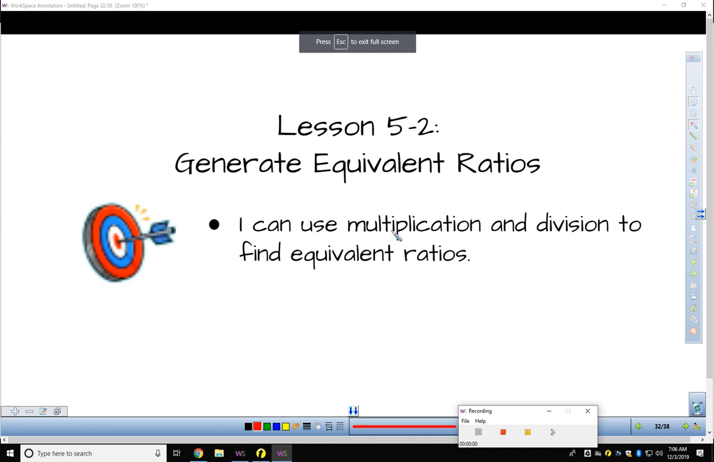Today we're going to be generating equivalent ratios, which is an extension of yesterday. Now that we understand what ratios do, a little bit more about how they function, we can use some of our knowledge about multiplication and division to extend these ratios to help us solve problems.